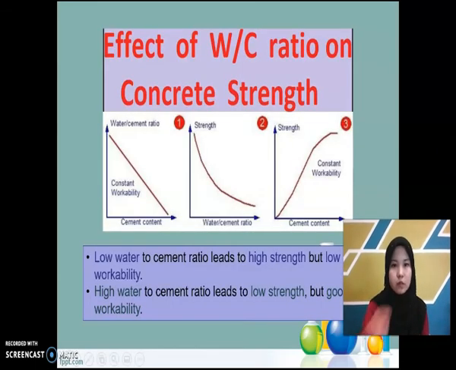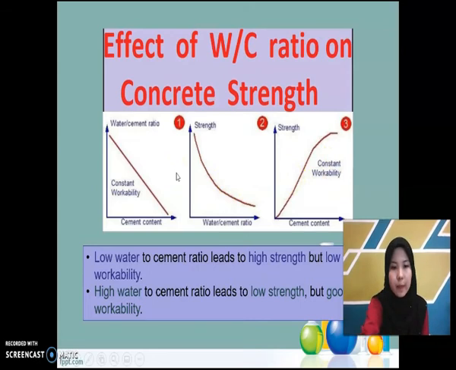Okay, this is the graph to relate between the water cement ratio and also the cement content. As we can see here, for number 1, water cement ratio, when the water increases, the strength decreases, and when the cement content increases, which is the level of water increases, the constant workability also increases.